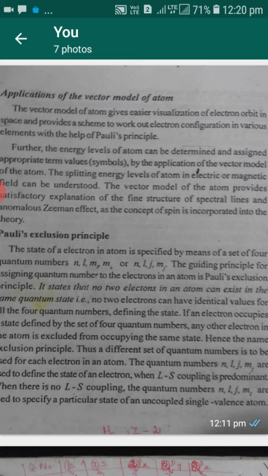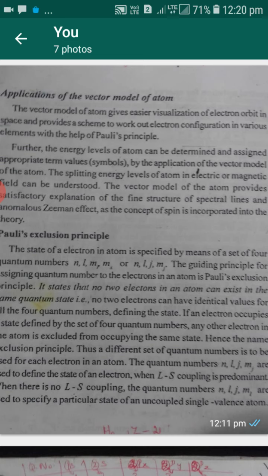Then next, the total angular momentum quantum number, represented by J. This J can take values L plus S or L minus S. L means orbital quantum number, and S means spin quantum number. That is, the J value is from L plus S to L minus S. We know L equal to 0, 1, 2, 3, etc., to n minus 1. Then S equals half here.